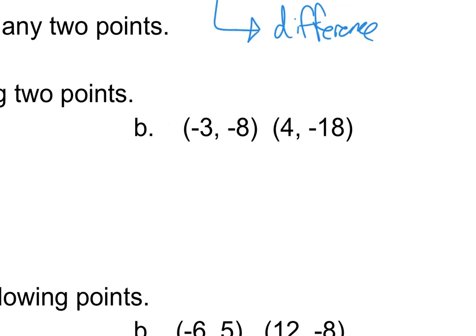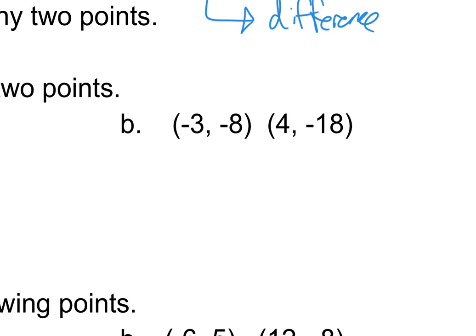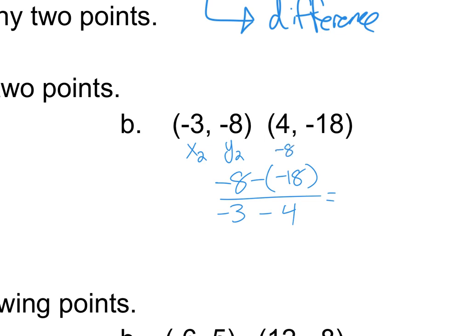Note that this is about negative 1.5. Okay, now let's find the slope of the other one. So this time I'm going to choose this to be my x2, y2. So I've got negative 8 minus negative 18, and negative 3 subtract 4. When I subtract a negative, that becomes a positive. So negative 8 plus 18, that's 10, over negative 7. So we have negative 10/7 as our slope.